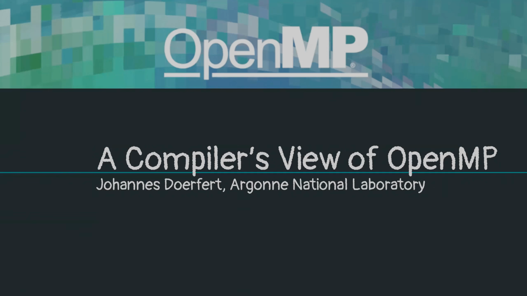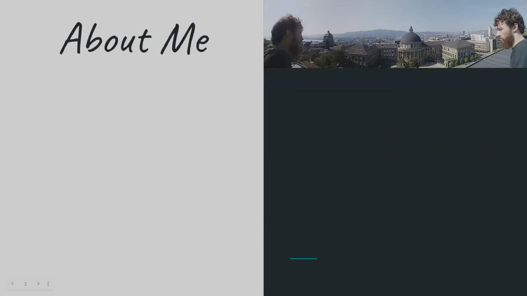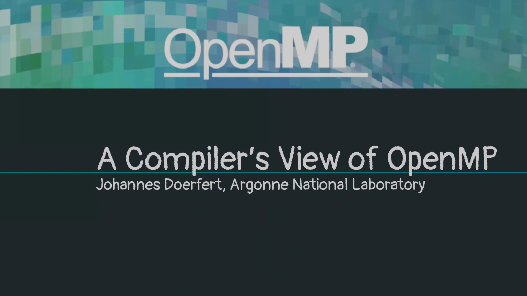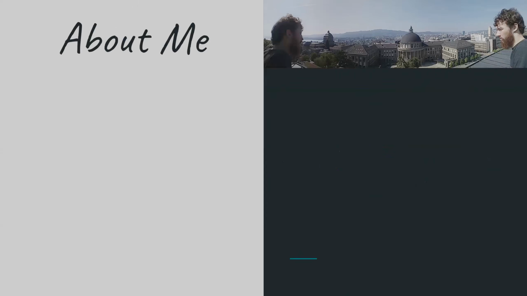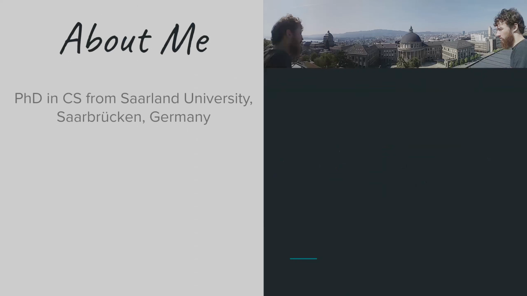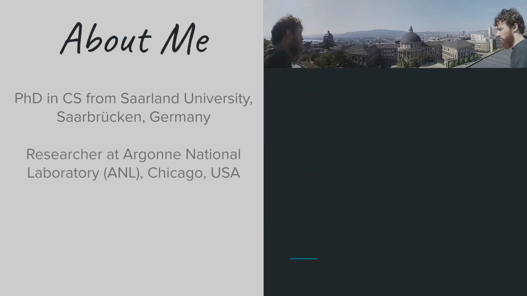Thank you very much. Okay, let's see if this all works. So my name is Johannes Doerfert, and I work at Argonne National Laboratory in Chicago. A little bit about me for those that haven't met me before. I got my PhD in computer science from Saarland University in Saarbrücken in Germany. Afterwards, I started as a researcher at Argonne, and I've been there ever since.